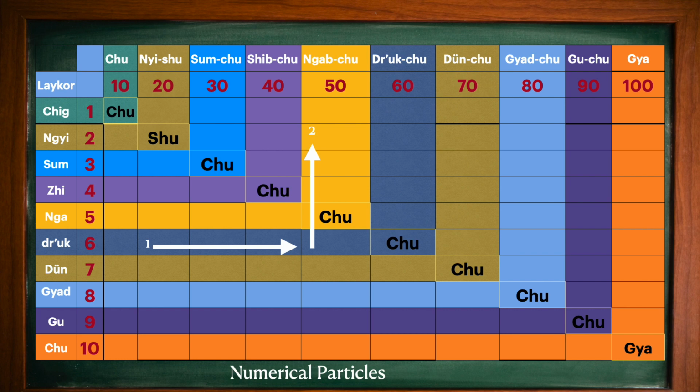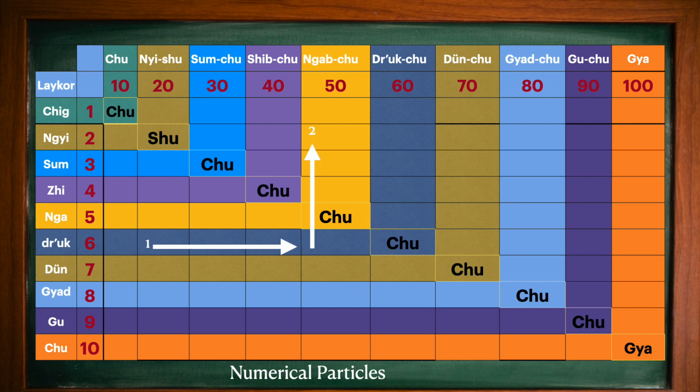Here we have number 1 to 10 in the first row. Let me read the numbers in Tibetan once again to get used to it. Chik, ni, sum, shi, nga, tuk, dun, ge, gu, chu. At the top of the column, we have 10, 20, 30 to 100. And in Tibetan, let me read them once again. Chu, nishu, sumchu, shipchu, ngapchu, tukchu, dunchu, gechu, guchu, gya.